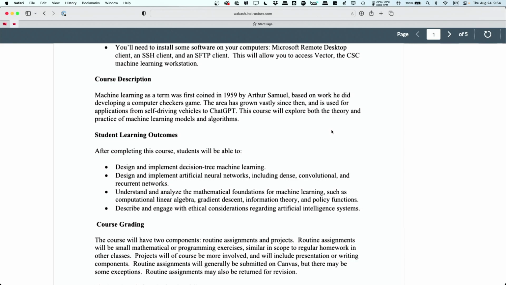And then it would be remiss for us not to talk about some of the ethical concerns that AI and machine learning raise. There's a whole host of ethical issues.